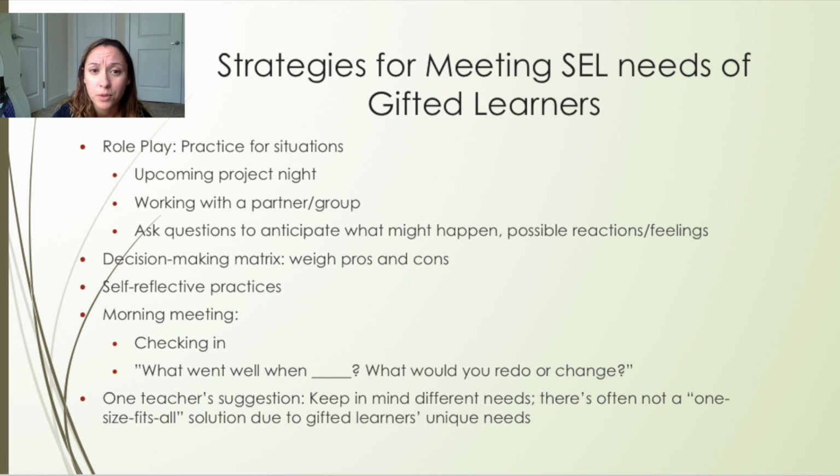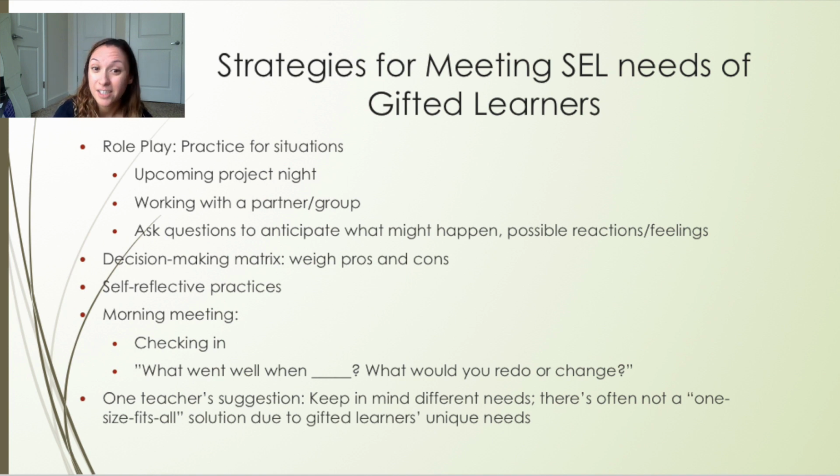This could be practice for certain situations, maybe ones that have been recurring in your classroom or ones that could be coming up, such as an upcoming project night where students are going to have to do some public speaking or communicating of their ideas, or working with a partner or group. Collaboration issues were mentioned quite frequently as being an issue in gifted classrooms during our interviews. So several teachers mentioned using role play to have students act out different scenarios or asking questions to anticipate what could happen, possible reactions or feelings that their classmates could have in certain situations.